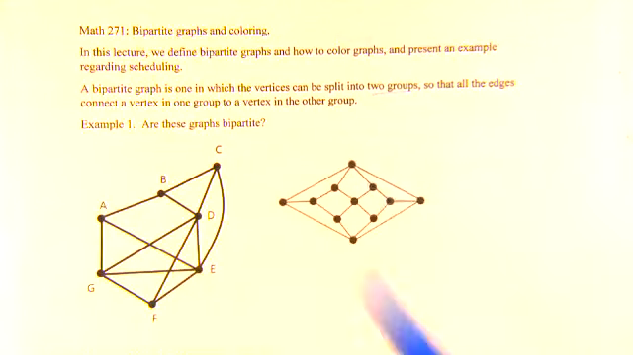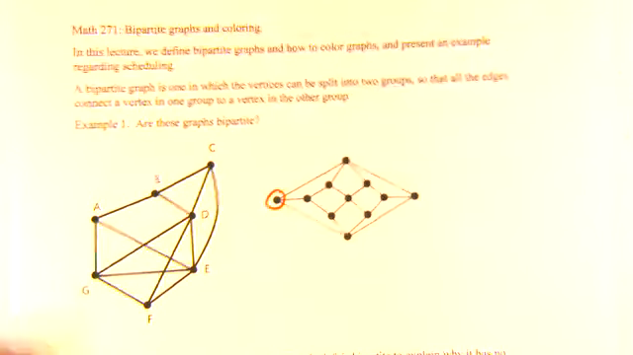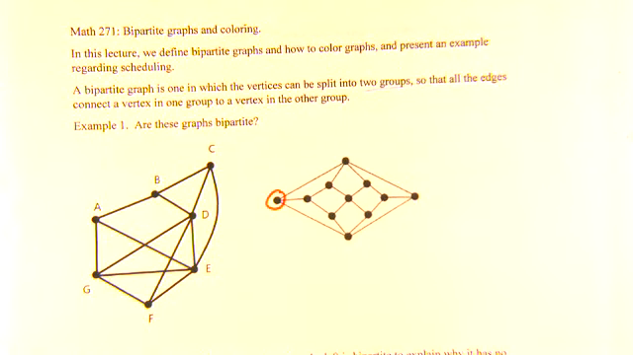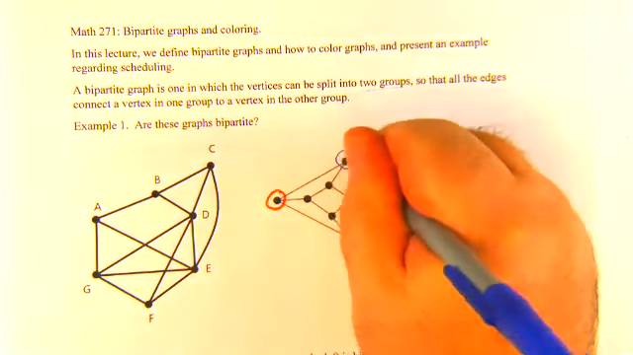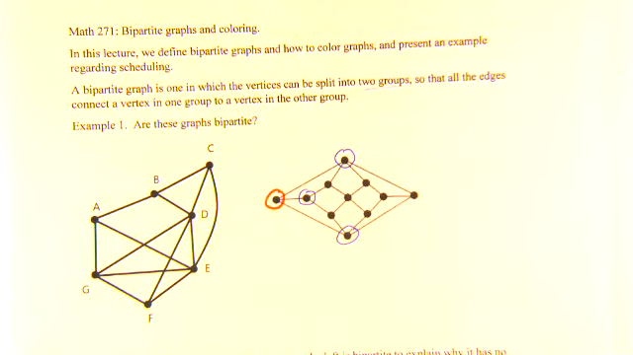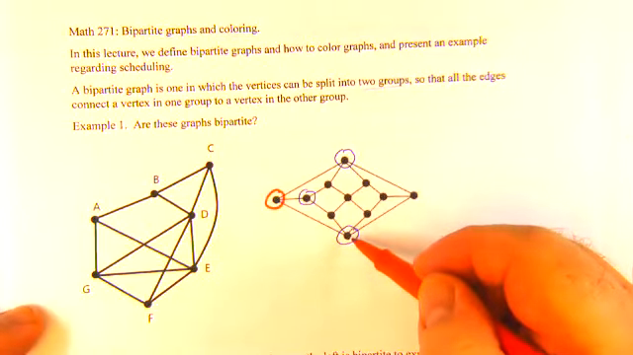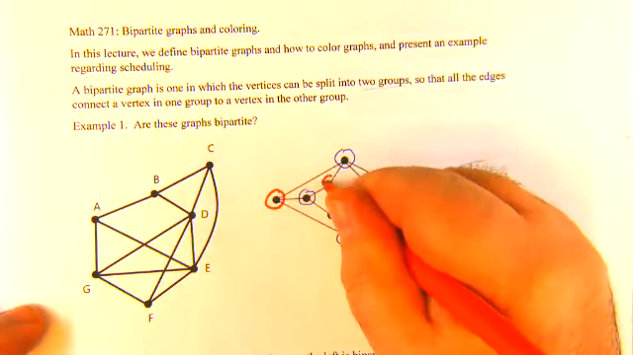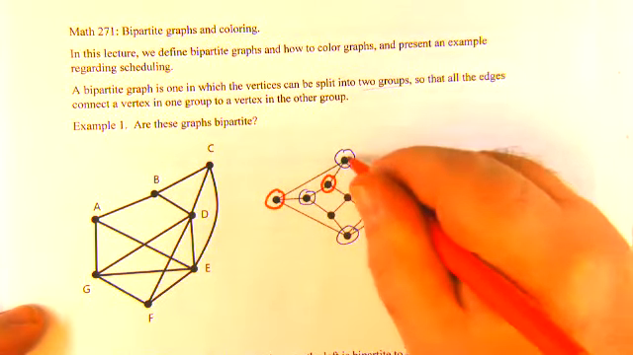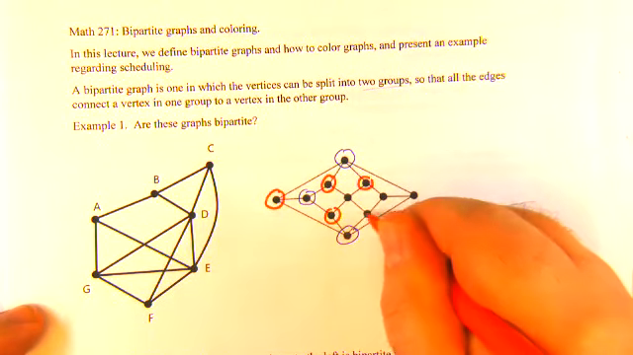So the one on the above right, this one is bipartite. If I make this a red vertex, then every vertex it's connected to has to be a different color. So that would have to be a blue one, this would have to be a blue one, this would have to be a blue one. Every vertex that is connected to a blue one has to be red. So this would have to be red. And that's okay, it's connected to two blues. This one would have to be red, okay? And these two would have to be red.